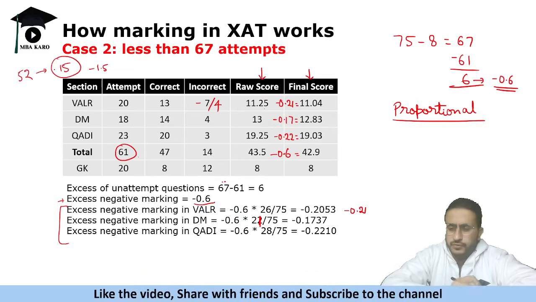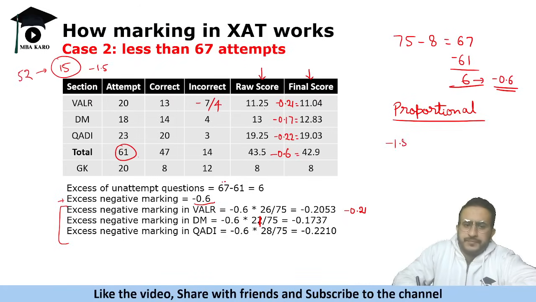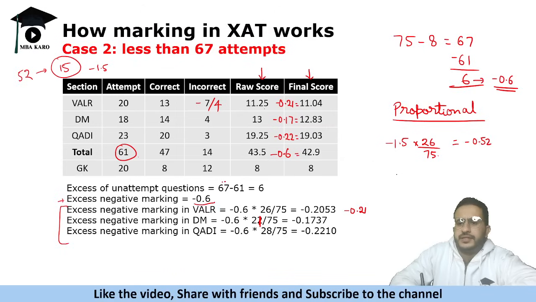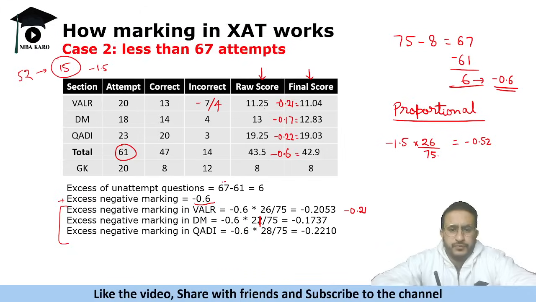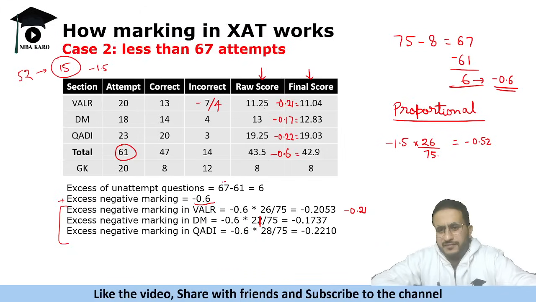15 questions you will lose marks for not attempting, minus 1.5. So in VALR it will be minus 1.5 into 26 by 75, which will turn out to be minus 0.52. So like this, in the same proportion you will lose marks. If you want to calculate your scores later on, you do not need to do it. Actually, once they send the result they will give it to you.